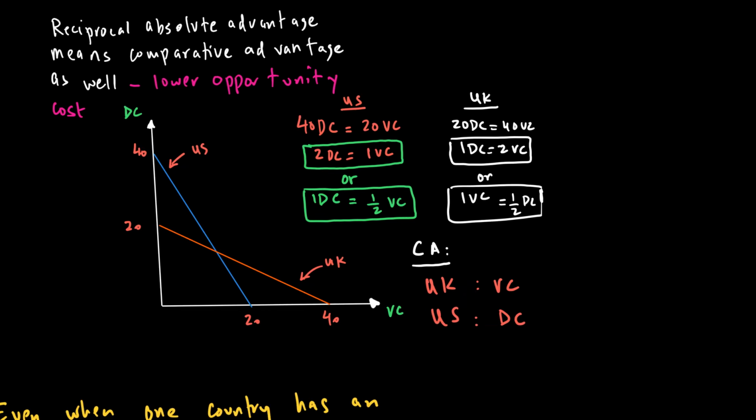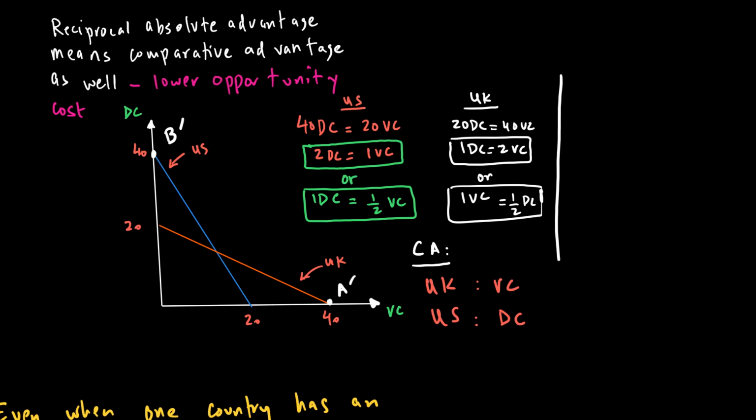Now the question that we need to ask is that, okay, now we know that both these countries should specialize, and UK is making, for example, only vacuum cleaners. So let's say A dash is where they are. US is probably going to make only digital cameras, so they are at B dash. So they need to now trade.